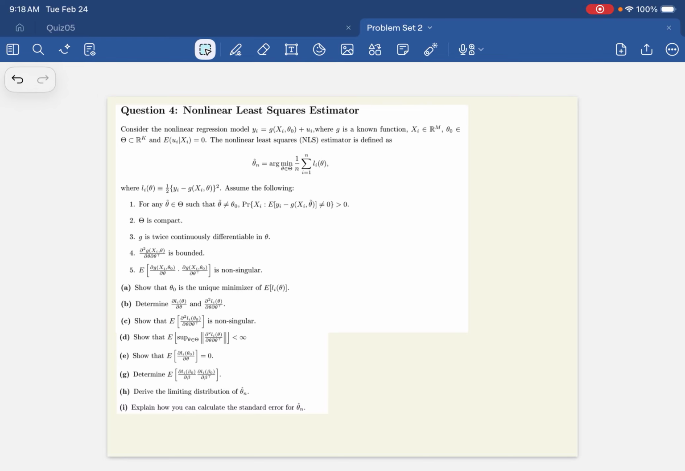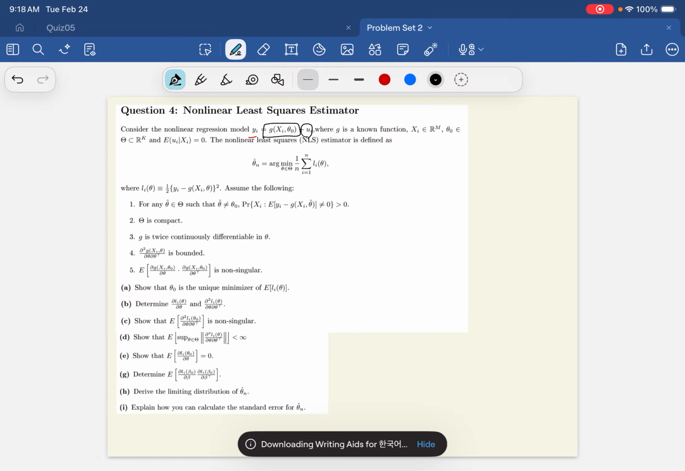This is about the nonlinear least squares estimator. So we assume that y is a nonlinear regression, g(x, theta), plus an error term, and g is a known function. G is known, which means the only unknown is theta. x is m-dimensional, theta is included in capital Theta and is k-dimensional, and conditional mean independence is assumed.